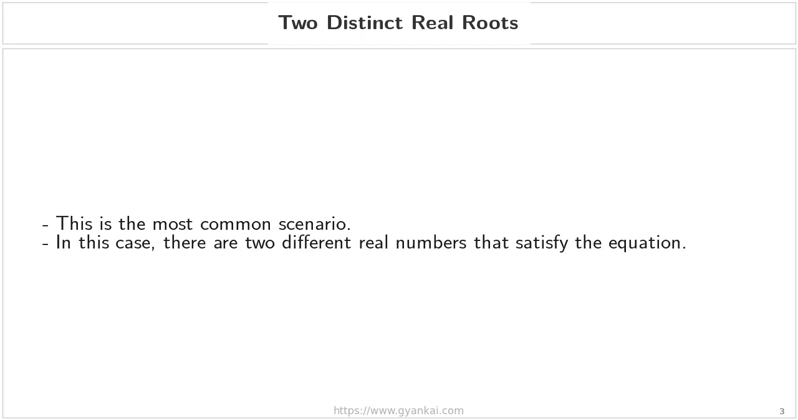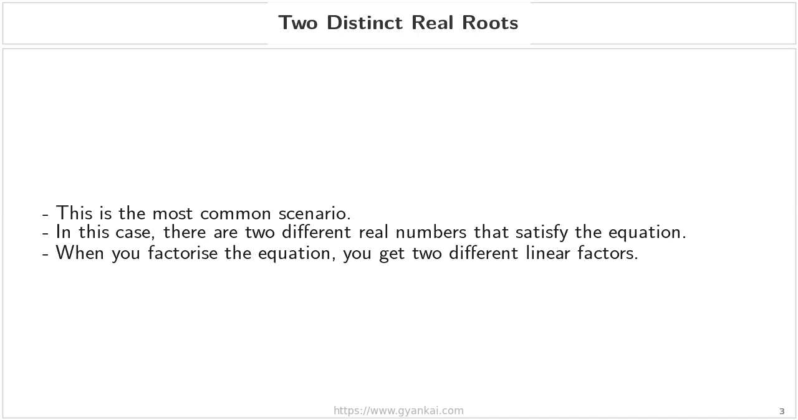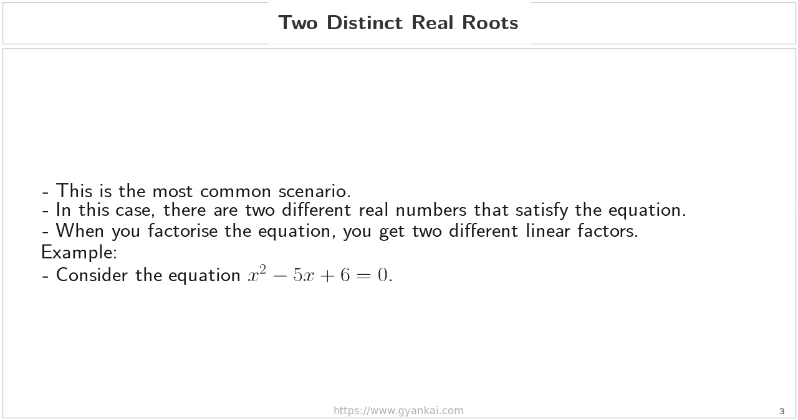2 distinct real roots. Now that we know there are 3 possible categories for roots, let's dive into the first and most common scenario, 2 distinct real roots. In this case, you are looking for 2 different real numbers that, when plugged into the equation, make it true. When you look at the equation in its factored form, you will see 2 different linear factors. Let's look at a concrete example to see how this works in practice.